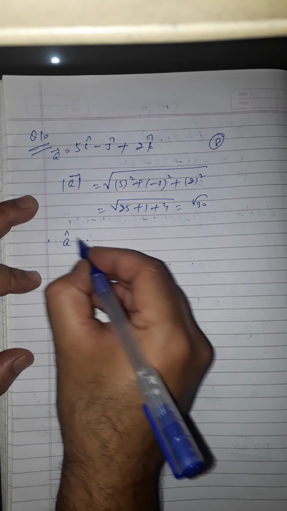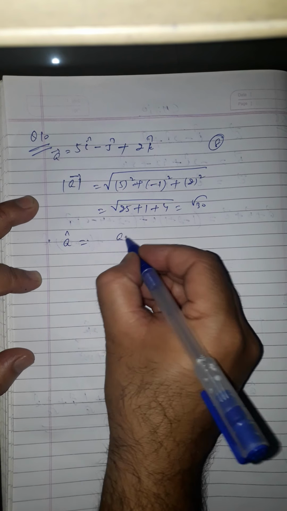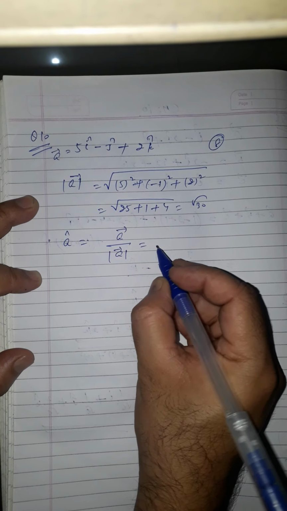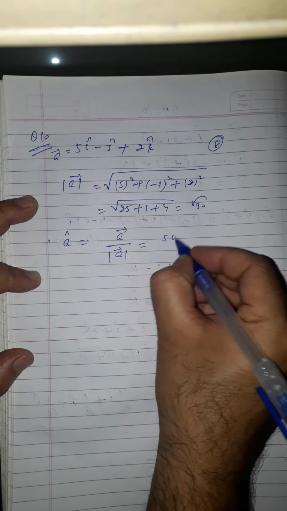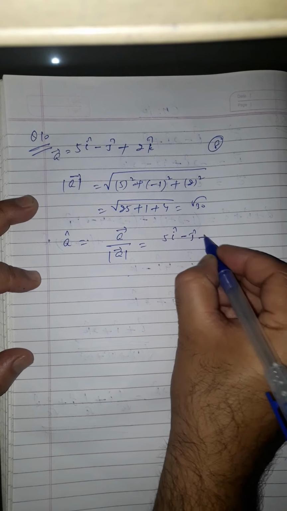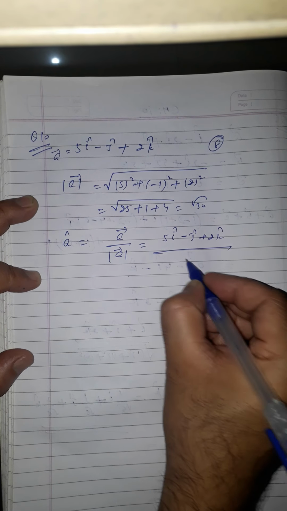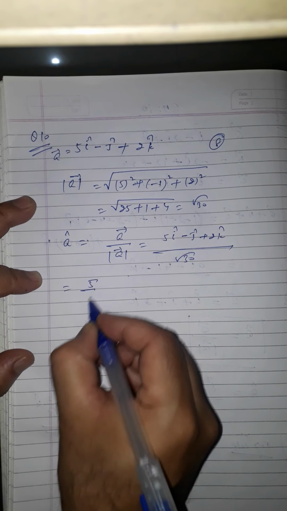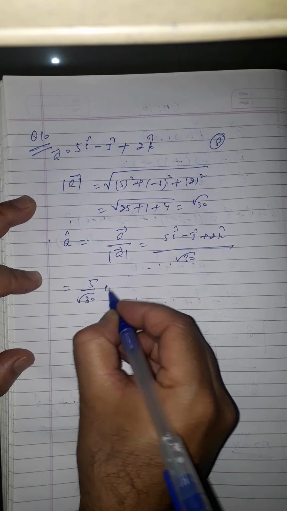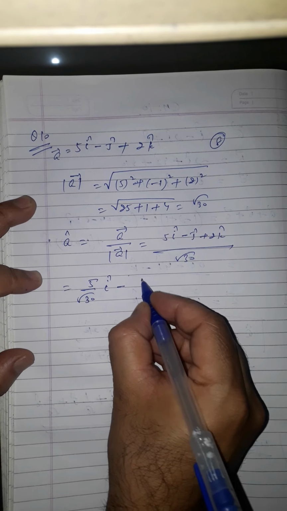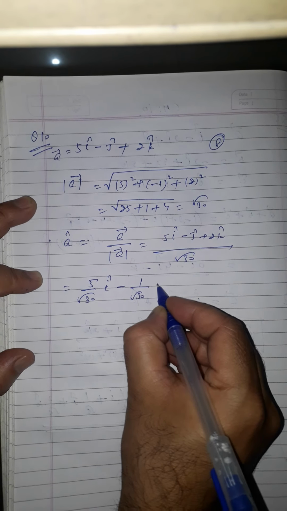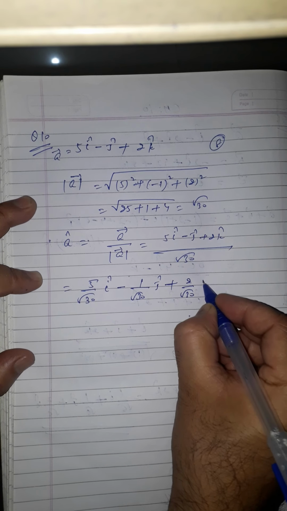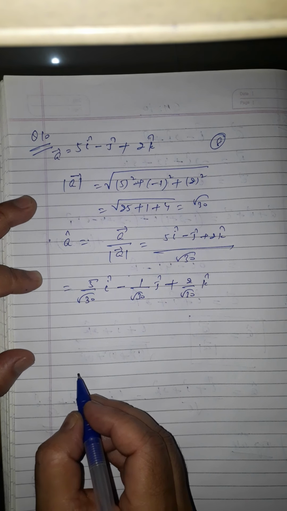So first we find the magnitude of the vector A. Now the unit vector of the vector A is equal to vector A upon its magnitude. This is equal to 5i cap minus j cap plus 2k cap upon root 30, and this will come as 5 upon root 30 i cap minus 1 upon root 30 j cap plus 2 by root 30 k cap. Right students, this is the unit vector.